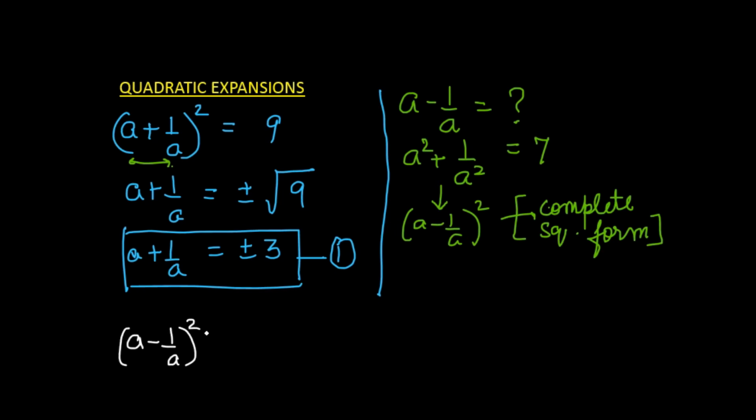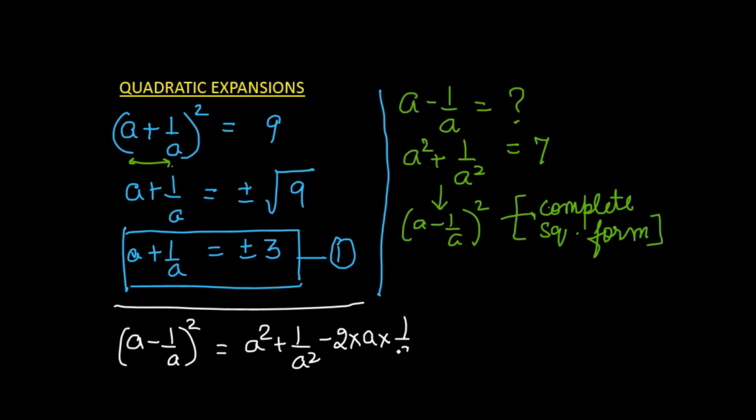A minus 1 by a whole square is a square plus 1 by a square minus 2ab, which gives us a square plus 1 by a square and minus 2. Correct? Now, to make this term here a perfect square, what do we need? We need this extra negative 2. So what shall we do? We should subtract the 2 on both LHS and RHS.